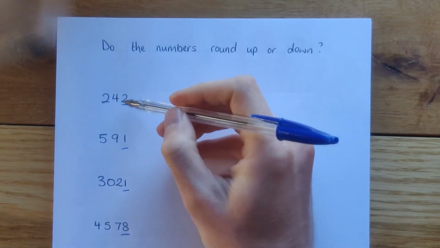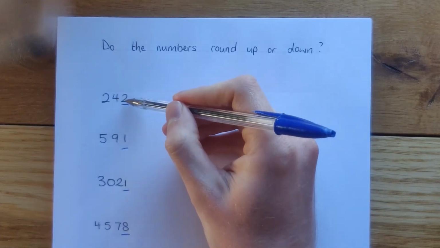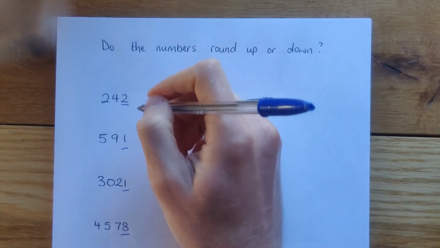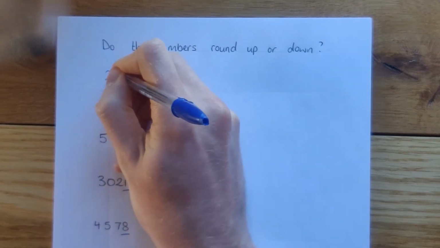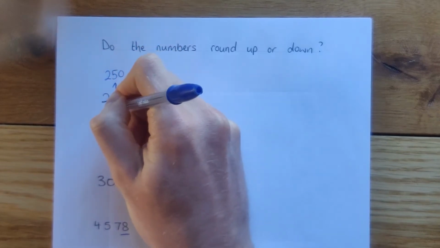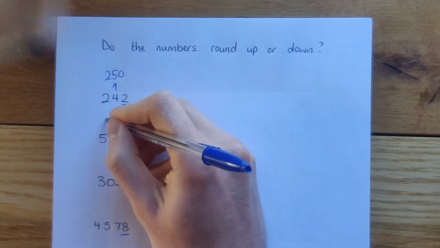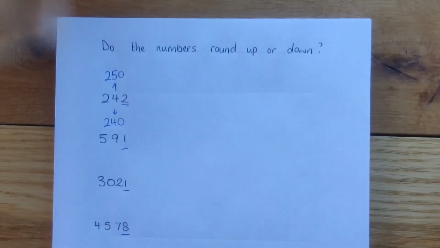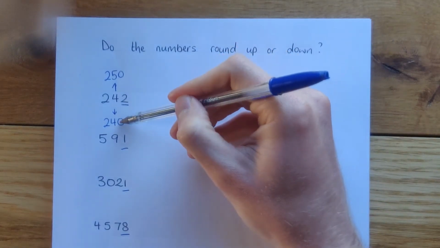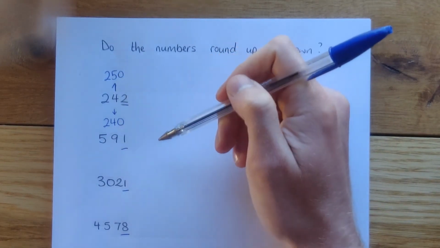The first one is 242, so it's either going to go up to the 10 above, which would be 250, or it's going to go down to 10 below, which would be 240. So let's have a think. Is it going to go up to 250 or down to 240? Well, to work that out, we need to know what the number in the middle between 240 and 250 is.